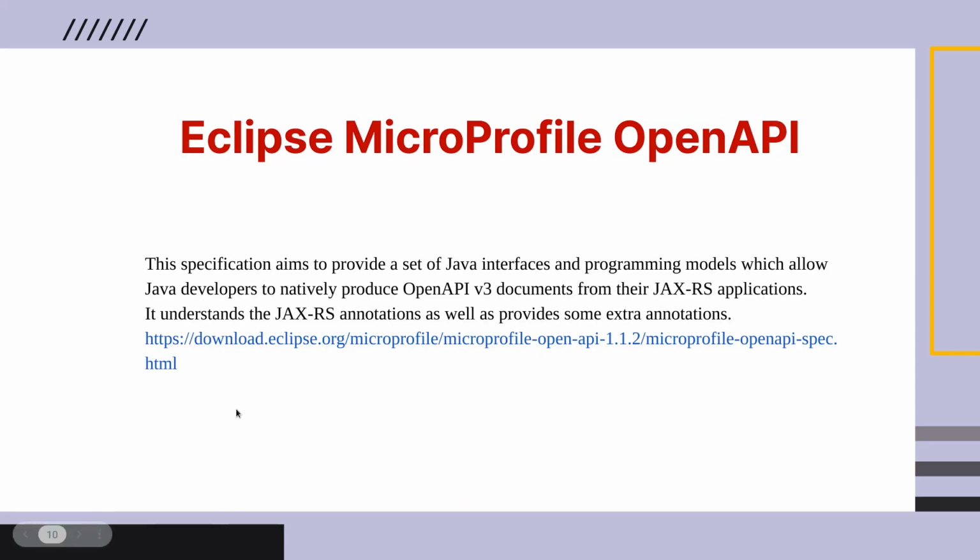So next is Eclipse MicroProfile OpenAPI. It is also a specification that allows us to create OpenAPI v3 documents from JAX-RS applications, right? So if you're creating a JAX-RS application, then Eclipse MicroProfile OpenAPI will help us to create the documents. It understands the JAX-RS annotations, for example @Path, @GET, and it also provides some extra annotations.